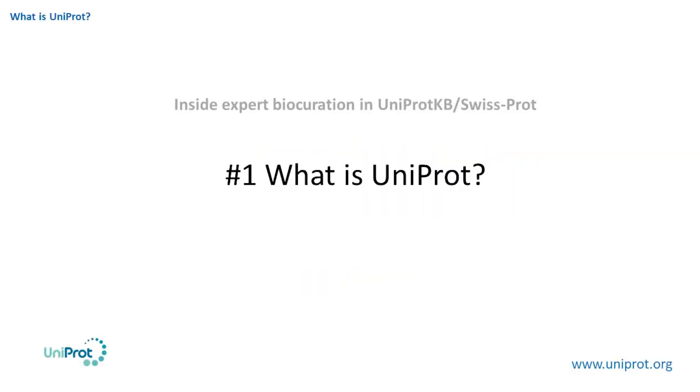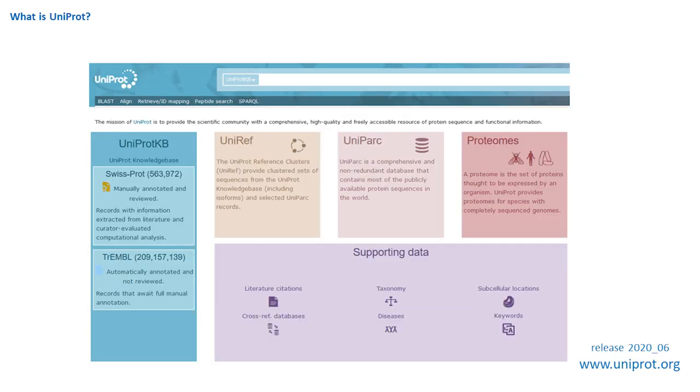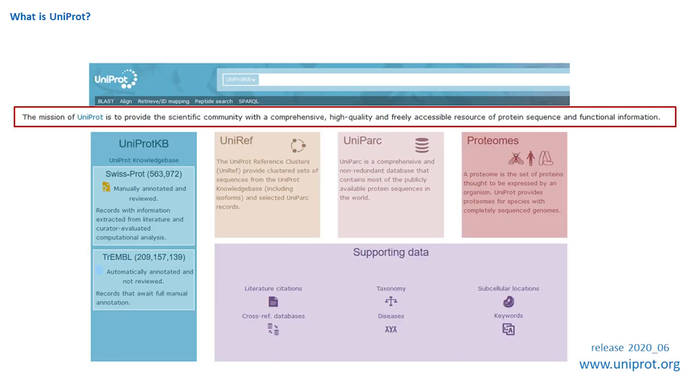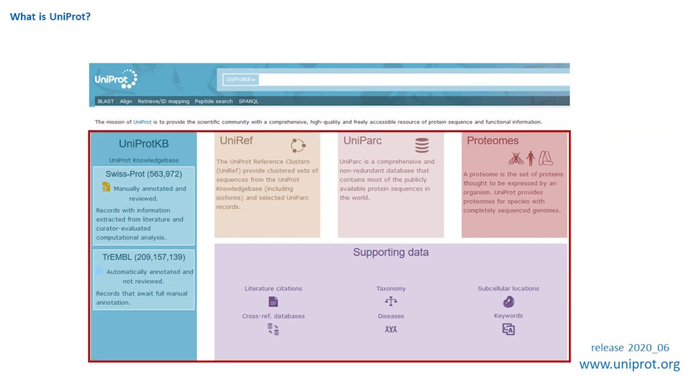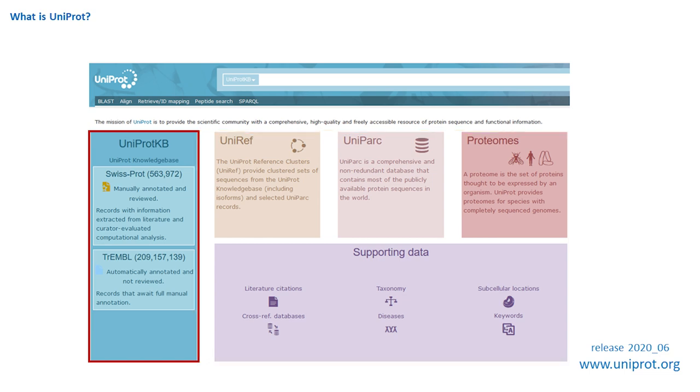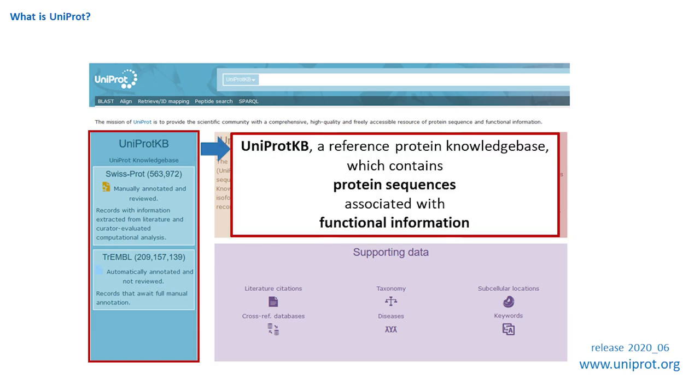First, what is UniProt? The mission of UniProt is to provide the scientific community with a comprehensive, high-quality, and freely accessible resource of protein sequence and functional information. UniProt proposes different resources, but here we will be focusing on UniProtKB, a reference protein knowledge base which contains protein sequences associated with functional information.